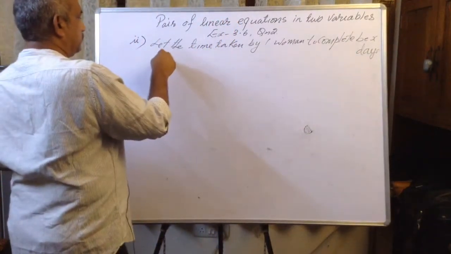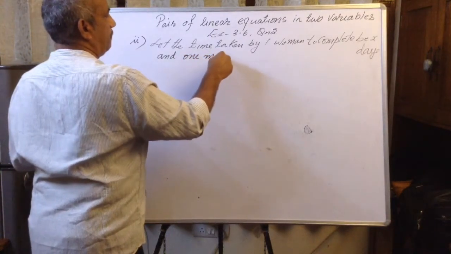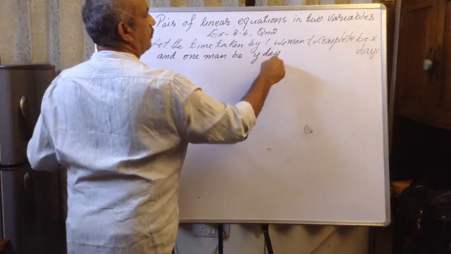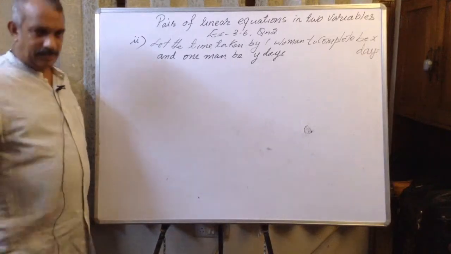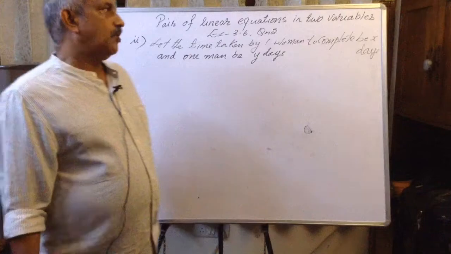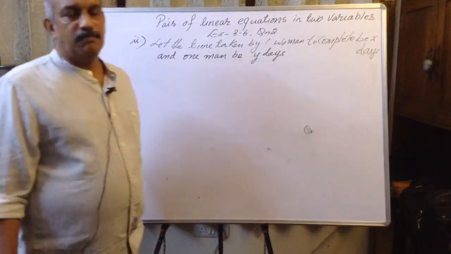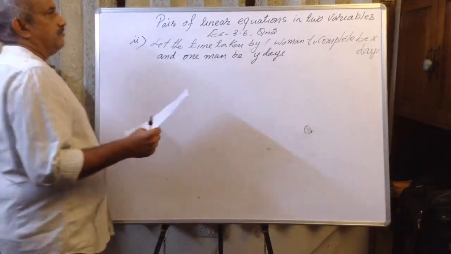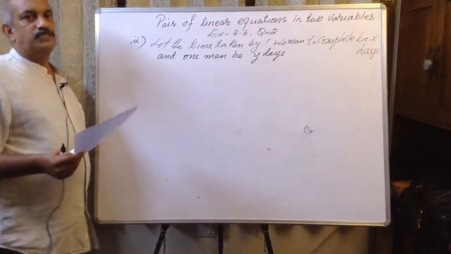and 1 man be Y days. So whatever we are asked to find out, we are assuming it as X and Y. So we assume that in X days 1 woman can complete the work, and in Y days 1 man can complete the work. Now the next step is we have to find out their 1 day's work, how much work they can do.